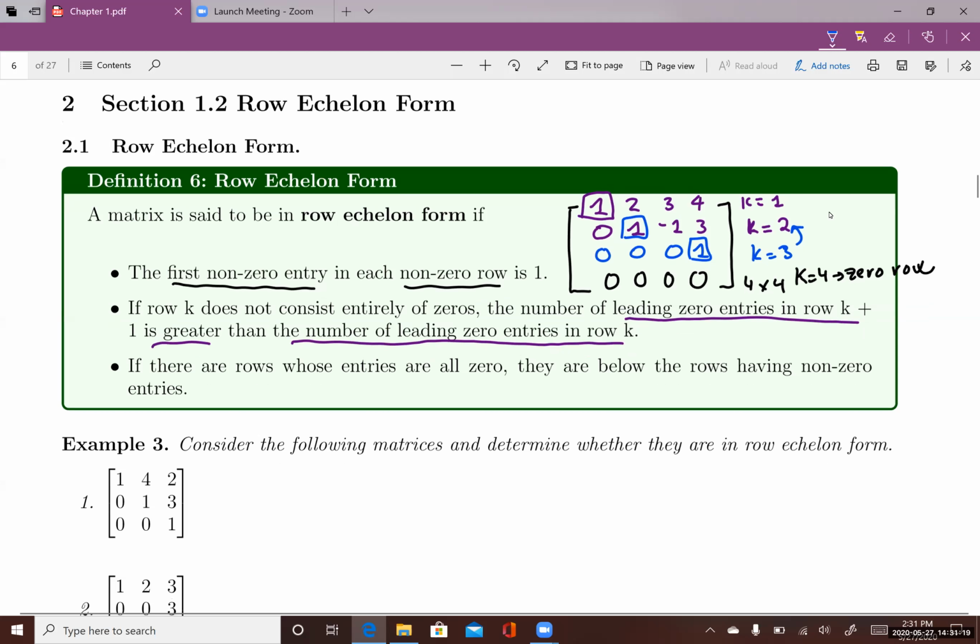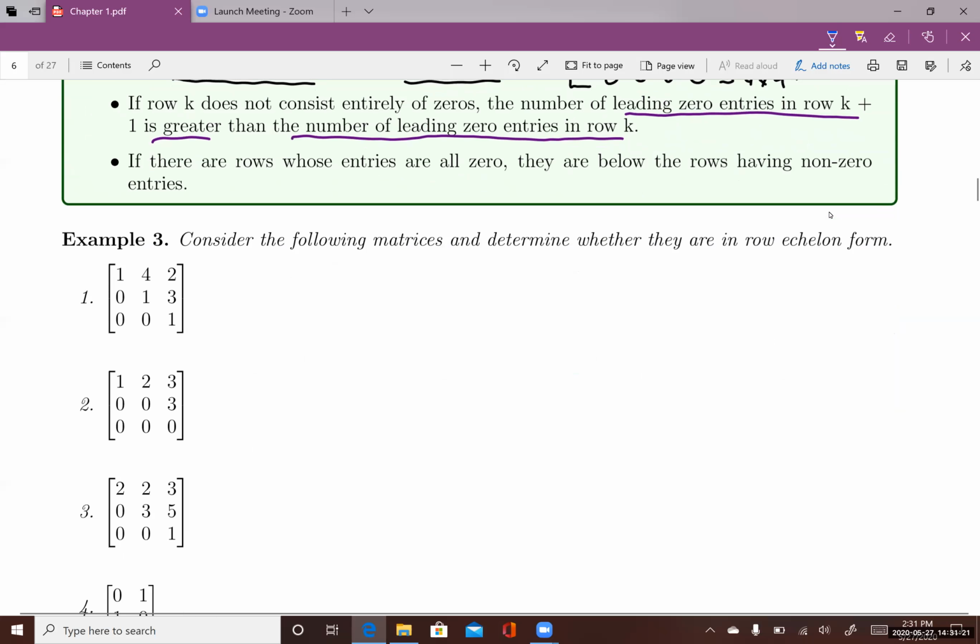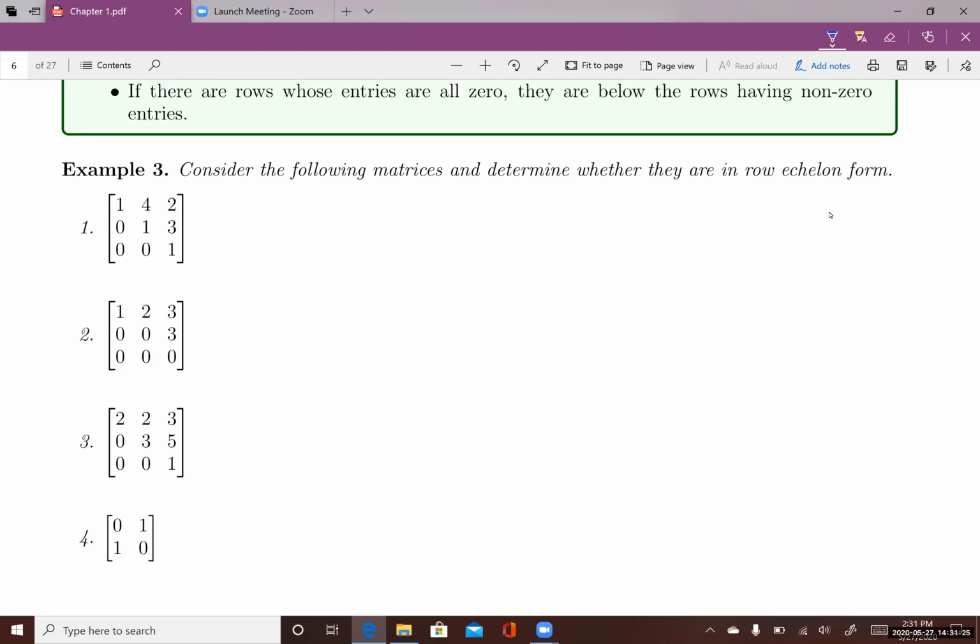Let's look at example number 3. We want to consider these 4 matrices and determine whether they are in row echelon form. The first row, the first non-zero entry is 1. Good. The second row, the first non-zero entry is 1. The third row, the first non-zero entry is 1. So the first condition is satisfied.